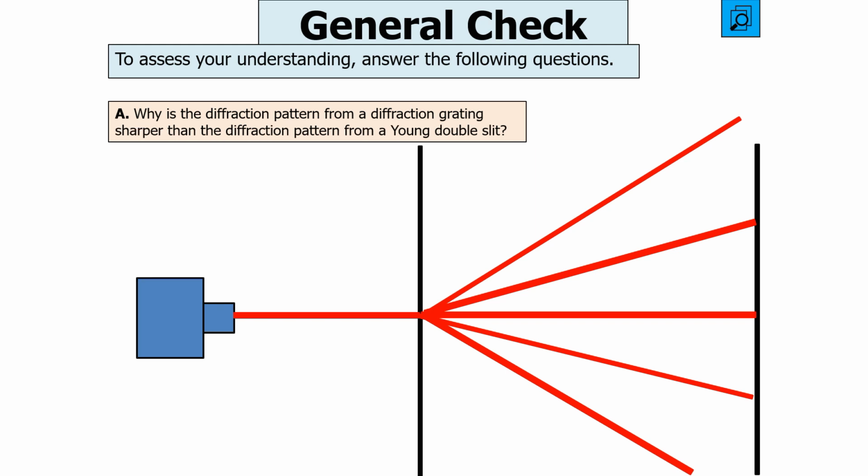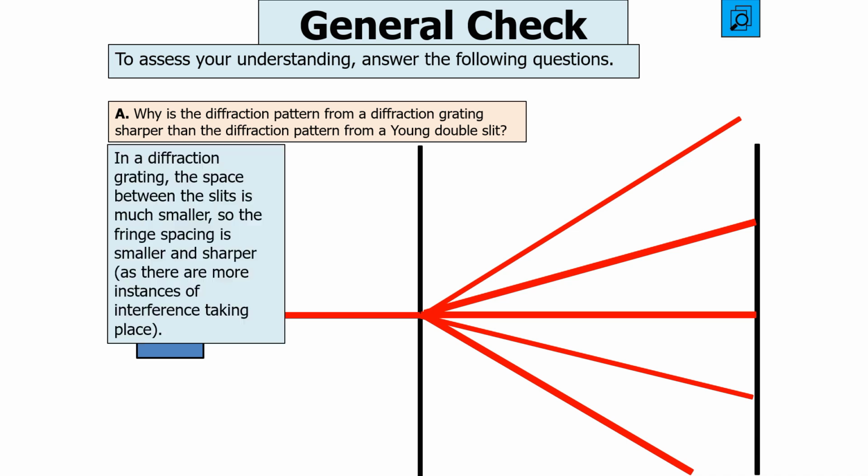The next question says, why is the diffraction pattern from a diffraction grating sharper than the diffraction pattern from a Young's double slit? Pause the video now, then unpause the video when you want to go through your answer. In a diffraction grating, the space between the slits is much smaller, so the fringe spacing is smaller and sharper as there are more instances of interference taking place.